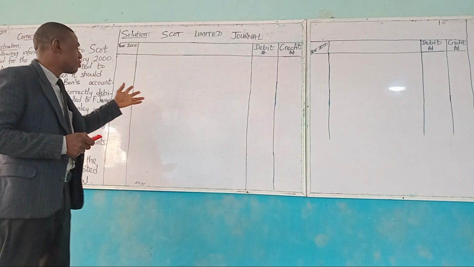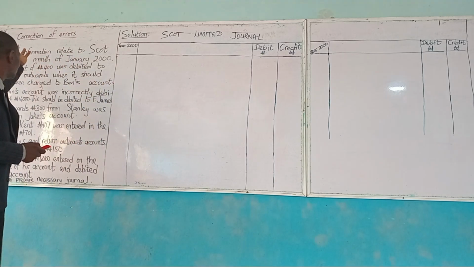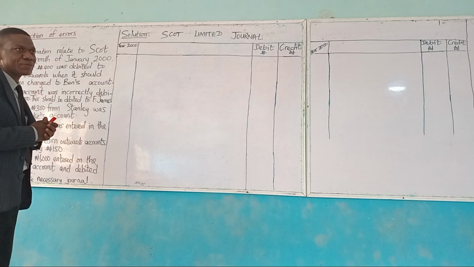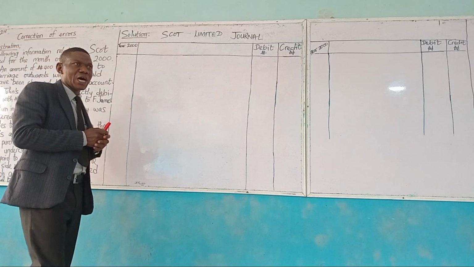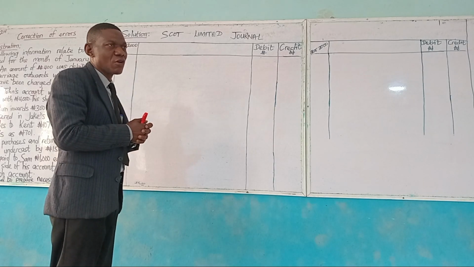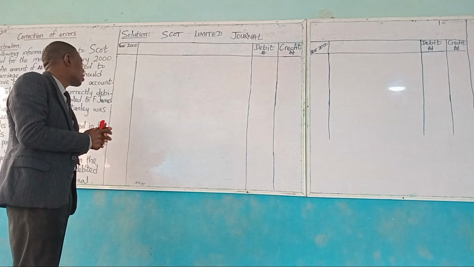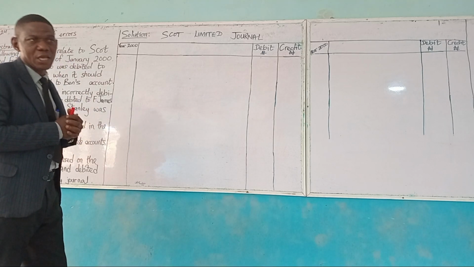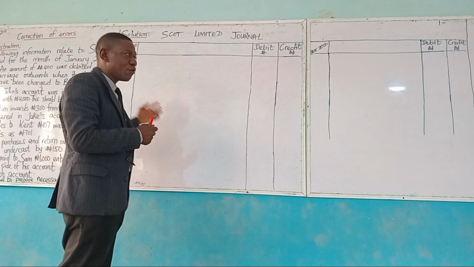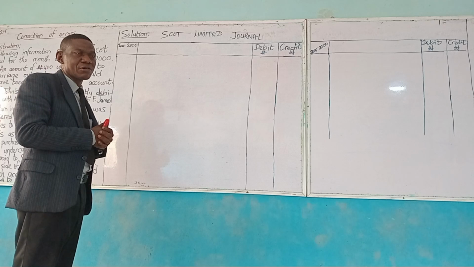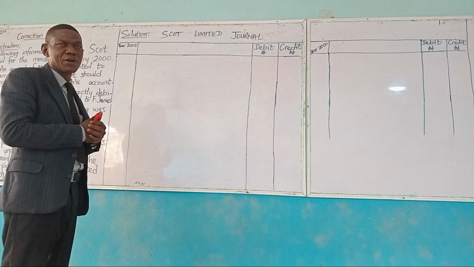In the last video, I stated this topic, correction of errors, that you are seeing on the board. I gave the definition of this topic, and also went further to talk about the categories of errors that an accountant can make in the books of accounts.